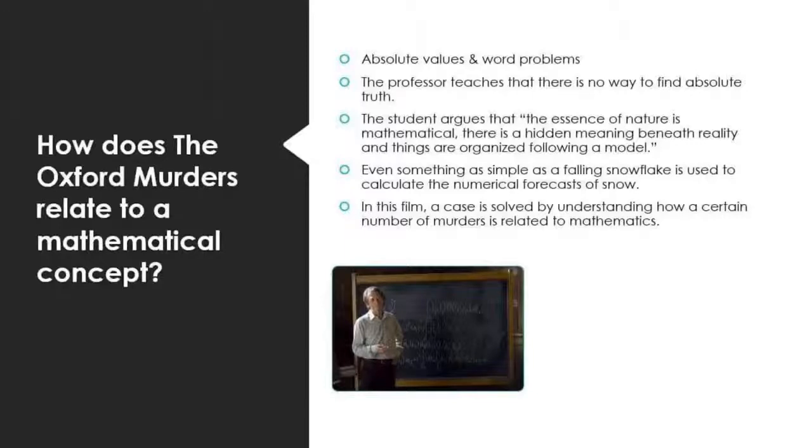Now that we know a little bit about the movies, how exactly do these movies relate to a mathematical concept? Well, let's start with The Axe for Murders. In The Axe for Murders, we see different concepts that we can apply to math. We see absolute values and word problems. The professor teaches that there's no way to find absolute truth. The student argues that the essence of nature is mathematical. There is a hidden meaning beneath reality, and things are organized following a model. Even something as simple as a falling snowflake is used to calculate the numerical forecast of snow. In this film, a case is solved by understanding how a certain number of murders is related to mathematics.